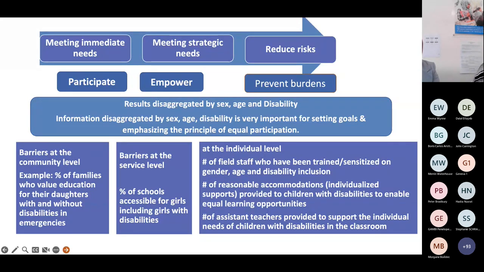And in preventing burdens, we are looking at whether field staff are being trained and sensitized on gender, age and disability inclusion. The number of reasonable accommodations, tailored support for individuals to be able to participate equally in learning opportunities, if we are talking about education, and the number of assistant teachers provided to support individual needs. So this is one example within the educational intervention, but it can be applied to several thematic areas.